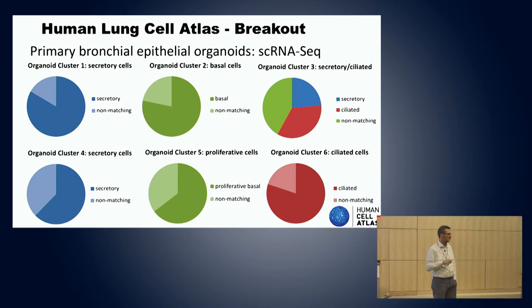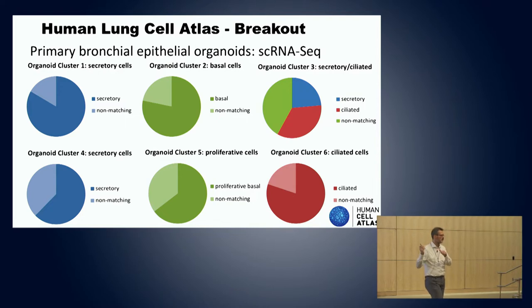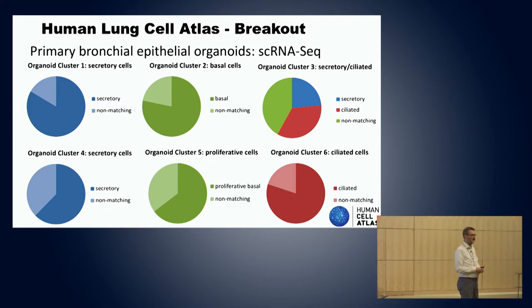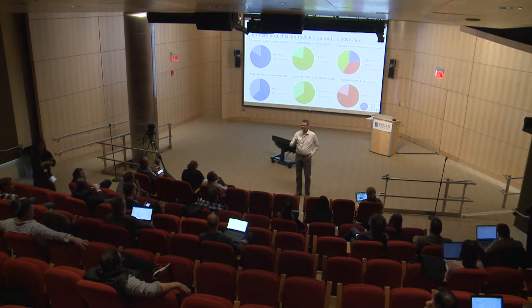Anyway, I'd like to spend the last 2 minutes of my part, and then we'll move on to the next moderator, on what you think about the use of these in vitro or ex vivo models of primary cells. Will it help us chart a lung cell atlas to be useful? Anyone? I'm not going to give the floor to you. Yeah, Pascal.